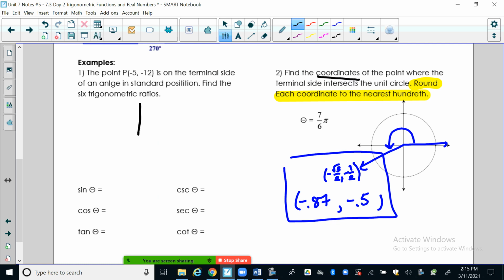So what do I know? I know I have a point P, which has the coordinates -5, -12. And that's on the terminal side of my angle. So my angle is this angle here. Do I know that angle measure? No, absolutely not. Do I need to know that angle measure? No, absolutely not, because I know the coordinates of this point are -5, -12.